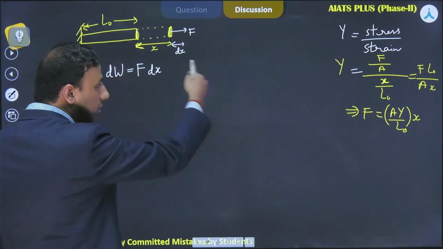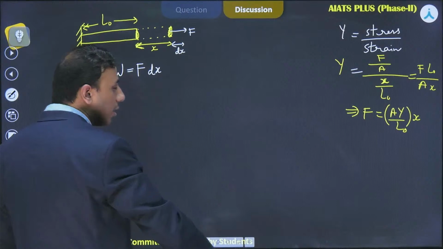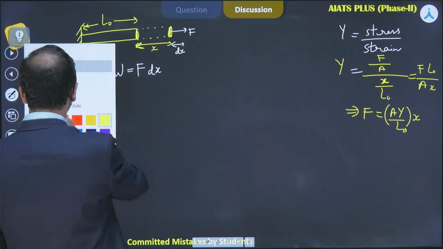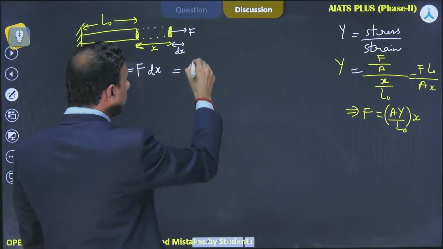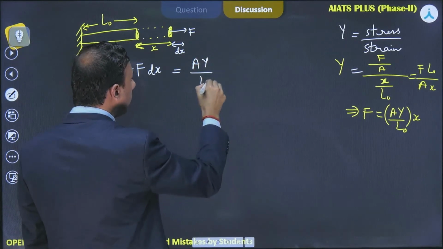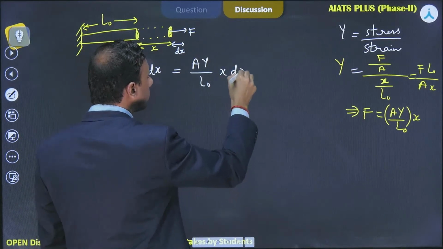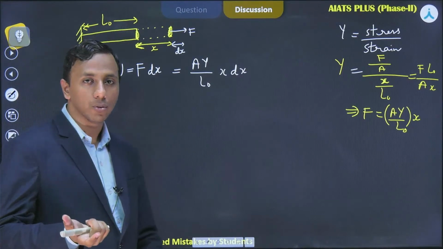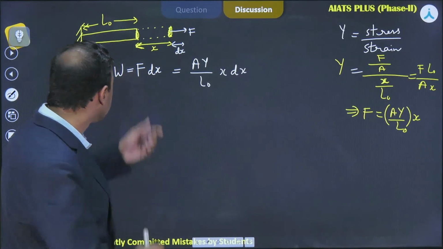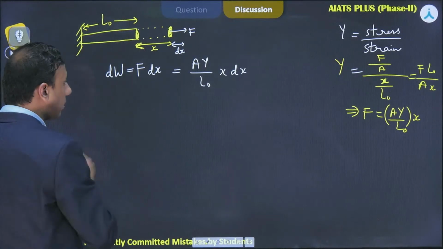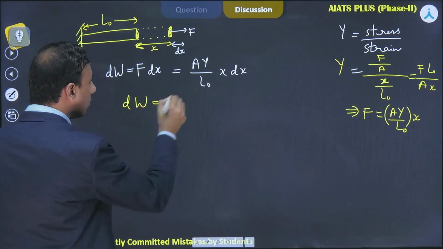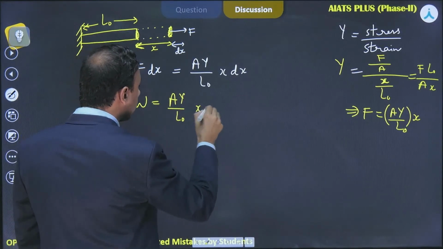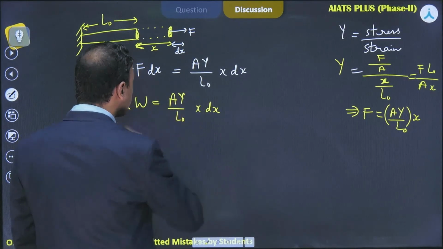So you can substitute this term over here, right? Substitute it. You can, if you want, take it as K also, or I am taking it pretty much the same thing. So substitute it. What does it become? dW equals AY by L naught x dx. Now what we will do, we are going to integrate both sides, right? Integrate. See, integration we are going to do. dW is equal to AY by L naught x dx. Okay?